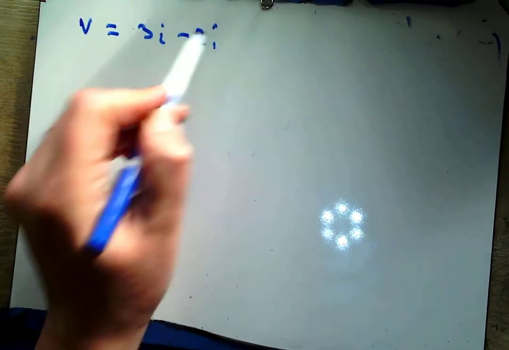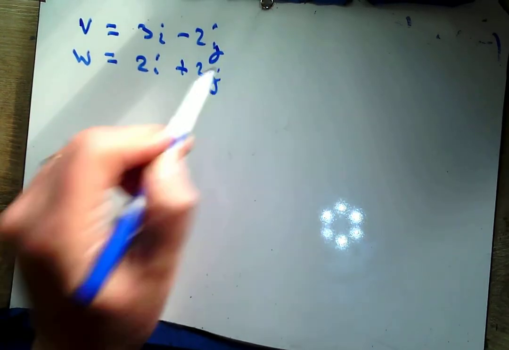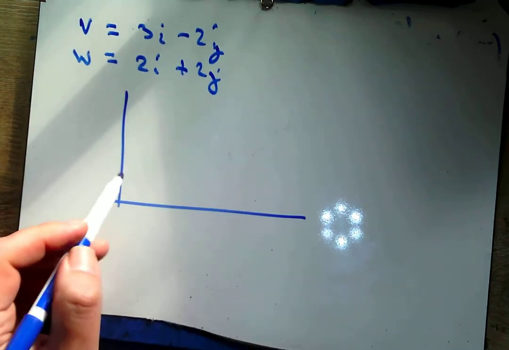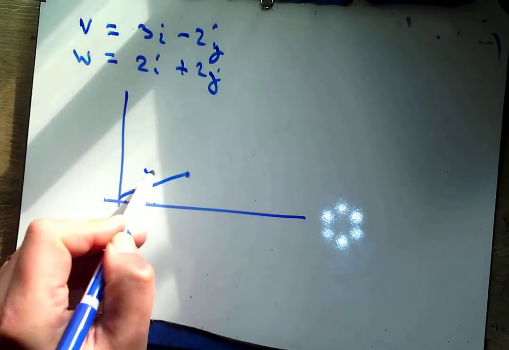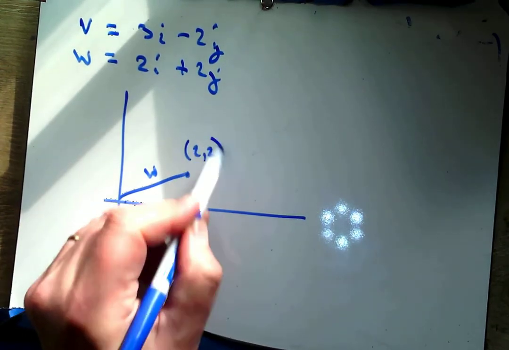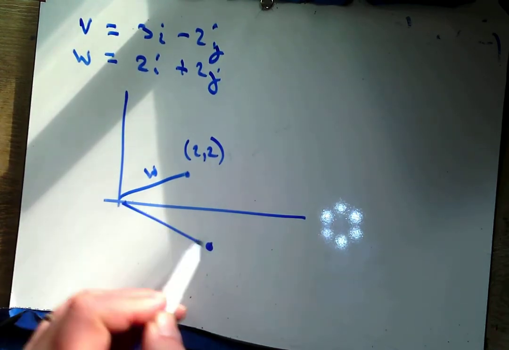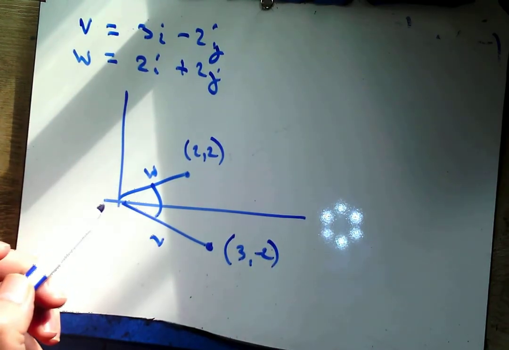Okay, station 10. Let's see if we can knock this out. Find the angle between the two given vectors. I'm told that v is 3i minus 2j, and w is 2i plus 2j. We want the angle between these. If I think about these, w goes over 2 and up 2, and v goes over 3, but down 2. There's v, 3, -2, and we're looking for that angle.